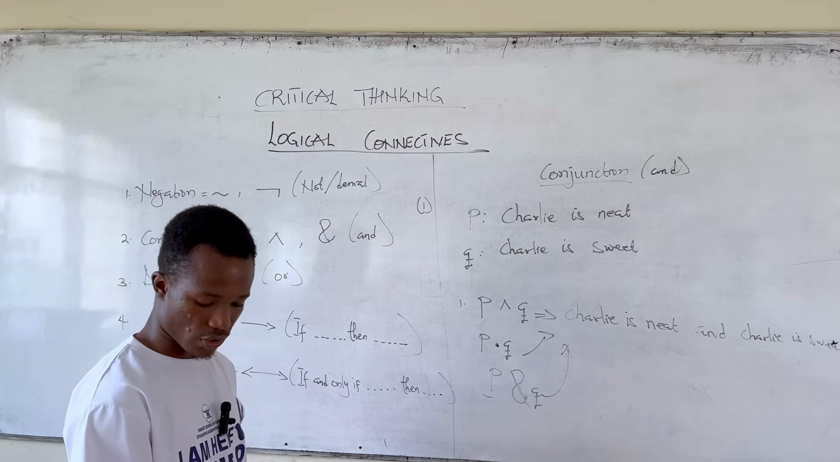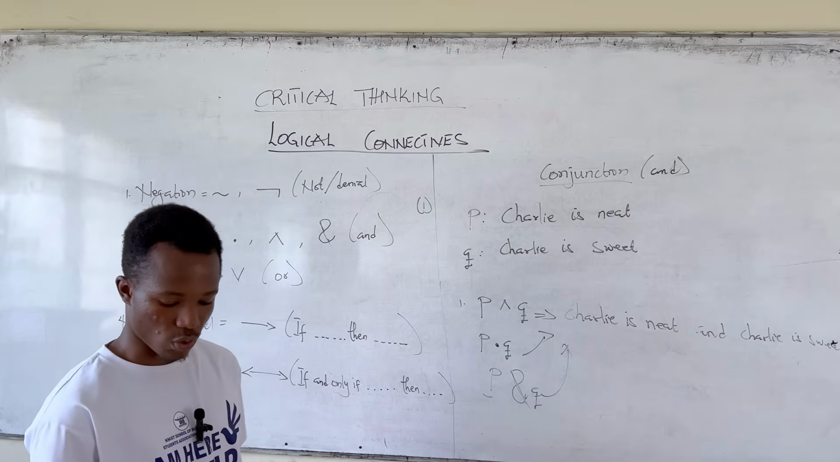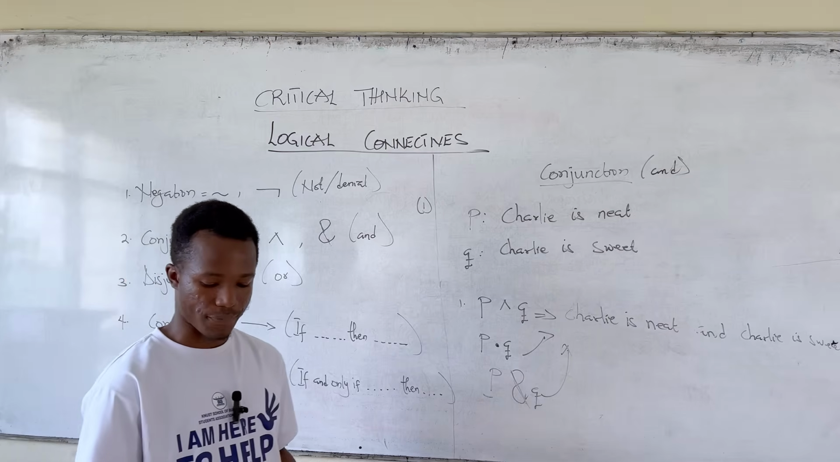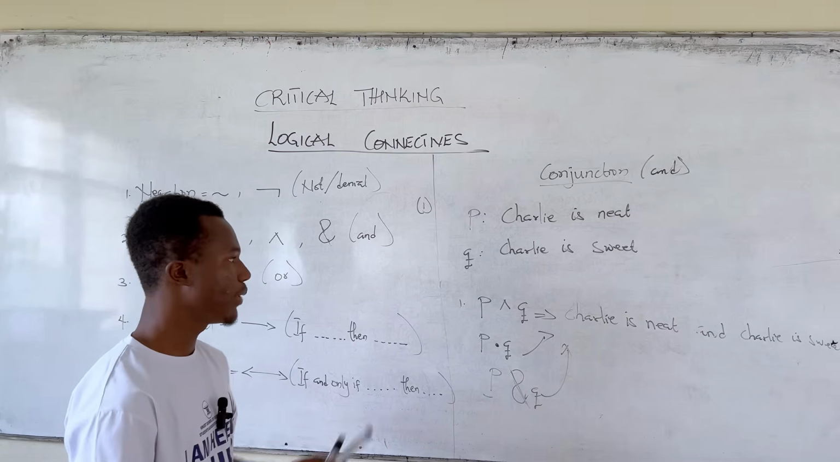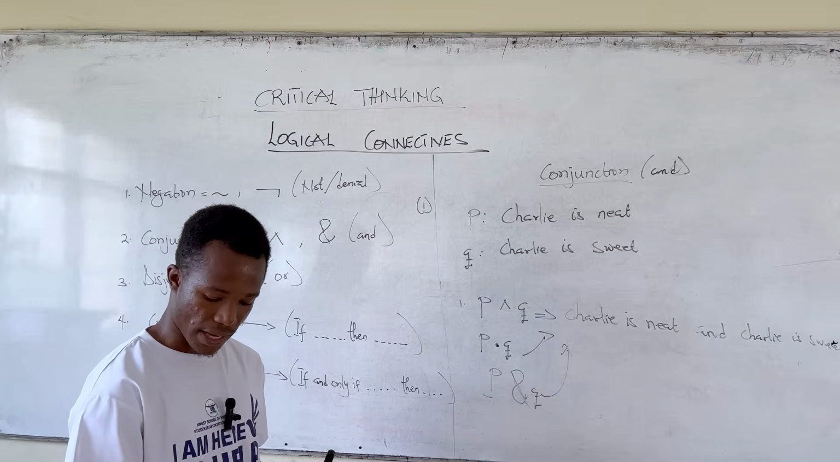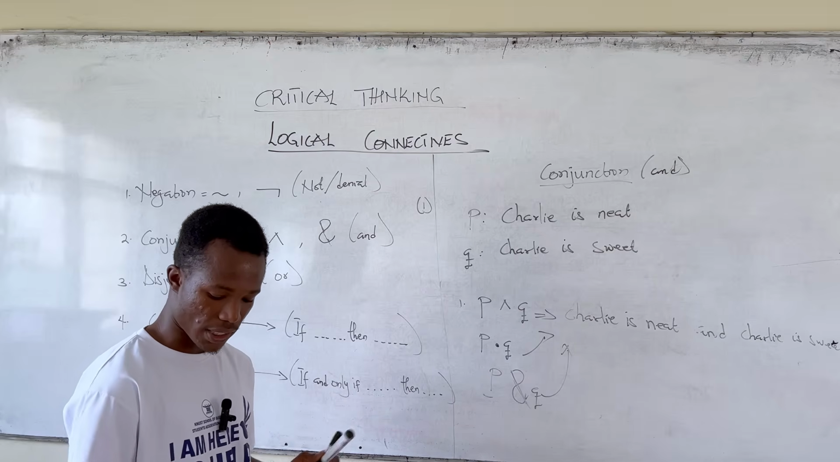We are going to look at another question for the conjunction. Okay, so this one is saying: the lyrics are controversial, that is P. The performance is banned, that is Q.